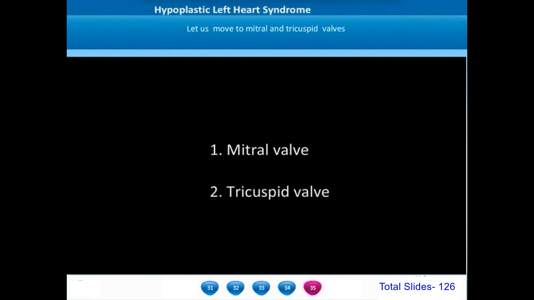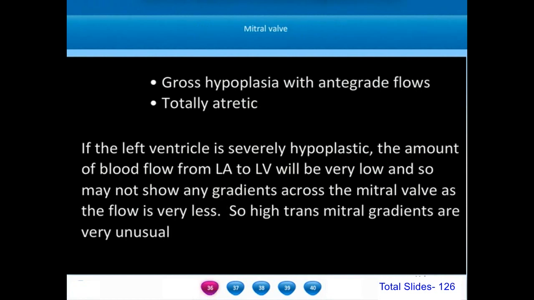In the segmental approach, we now move on to the atrioventricular valves. We will see the mitral valve and then the tricuspid valve. The mitral valve may show gross hypoplasia with very minimal antegrade flow, or sometimes it is totally atretic. If the left ventricle is severely hypoplastic, the amount of blood flow from the left atrium to the left ventricle will be very low, and so may not show any gradient across a hypoplastic mitral valve. So high transmitral gradients are very unusual in the setting of hypoplastic left heart syndrome.